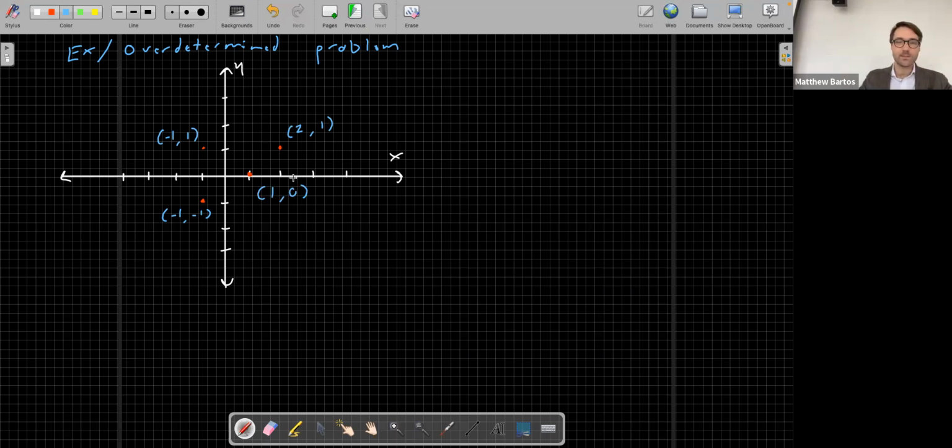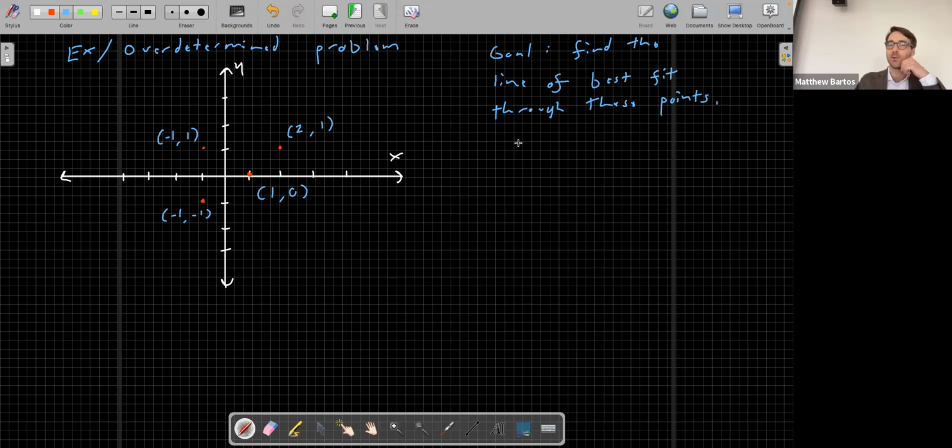Okay, and this is going to be a kind of a classical linear regression problem. What we're going to do is we're going to try to find the equation for the line of best fit through these points. Okay, so our goal is to find the line of best fit through these points. Okay, so we know that our equation is going to be of the form y is equal to mx plus b.